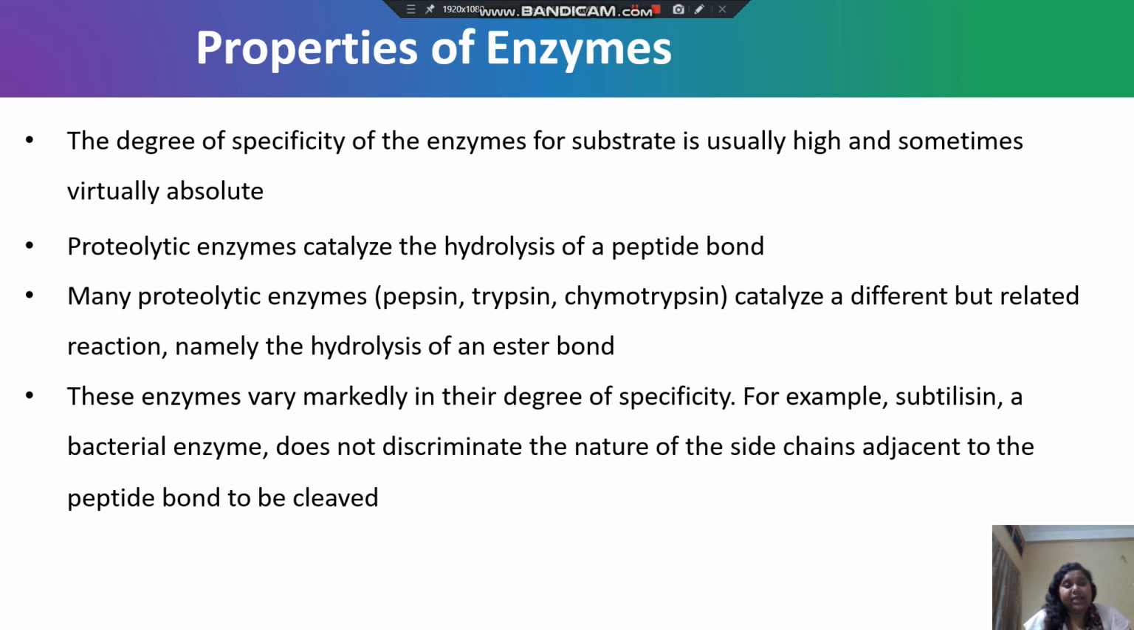Proteolytic enzymes catalyze the hydrolysis of a peptide bond. Many proteolytic enzymes, that is pepsin, trypsin, chymotrypsin, catalyze a different but related reaction, namely the hydrolysis of an ester bond. These enzymes vary markedly in their degree of specificity. For example, subtilisin, a bacterial enzyme, does not discriminate the nature of the side chains adjacent to the peptide bond to be cleaved.